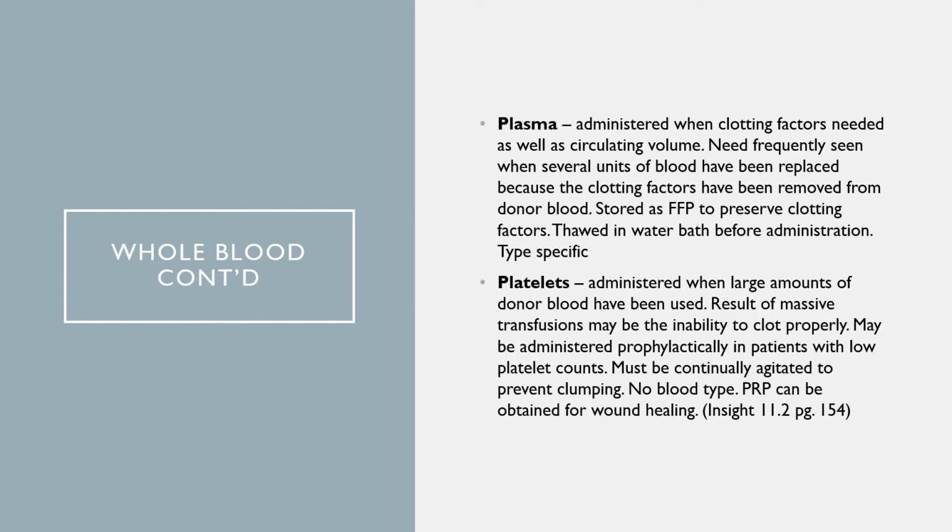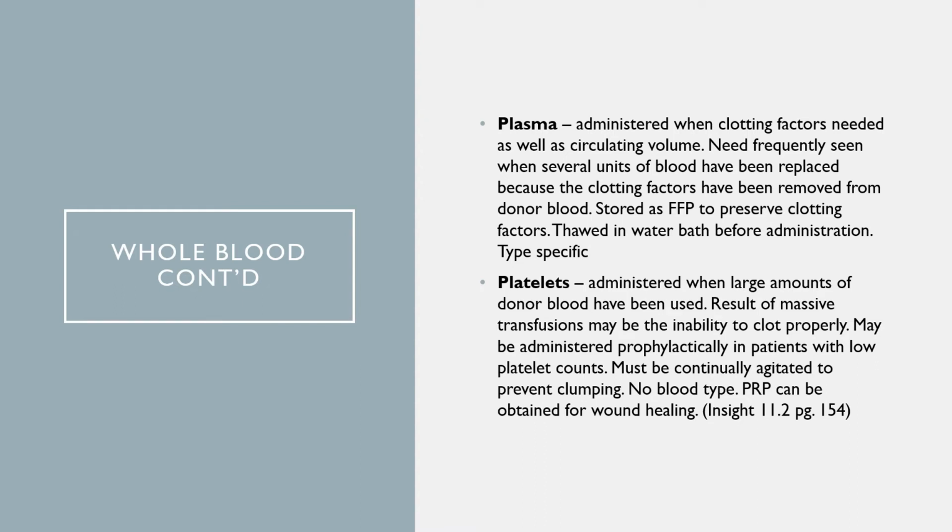Okay, then we have plasma. This is administered when clotting factors are needed, as well as circulating volume. This need is frequently seen when several units of blood have been replaced because the clotting factors have been removed from donor blood. It's usually stored as FFP, which from our previous chapter is fresh frozen plasma. That's to preserve the clotting factors, and it's usually just thawed in a water bath before administration, and this is type specific as well.